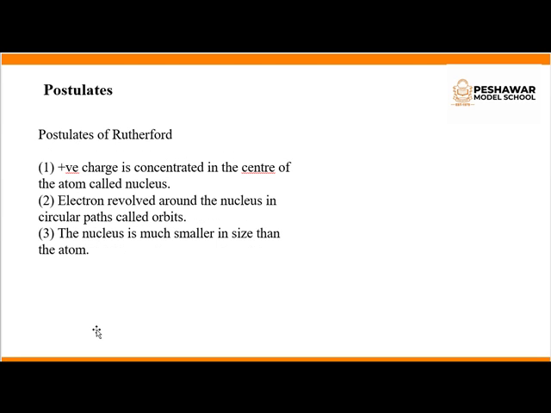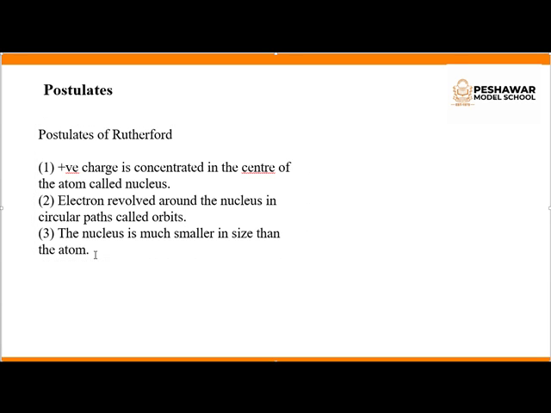Most of the radiation was fast and passed through because there are a lot of empty spaces inside the atom, while few radiations were deflected at larger angles. This is because of nuclear repulsion: those radiations which were passing near the nucleus were repelled at larger angles, while very few radiations that hit the nucleus directly were bounced back.